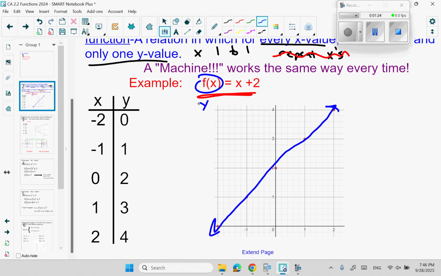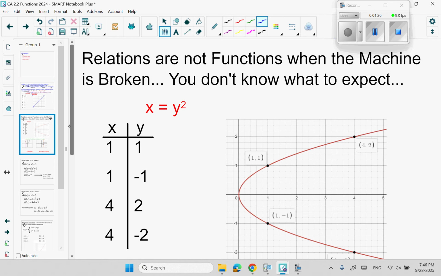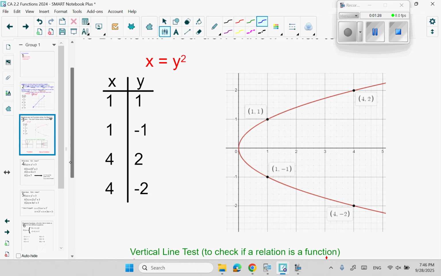So what would this look like? Well, if I'm looking at an input-output table, I see that I have two x's repeated, so this would not be a function. And here, we're using that exact same model, with that one being repeated.